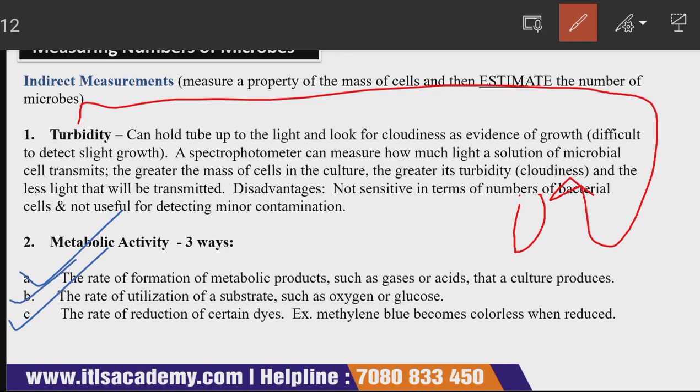So metabolic activities are of three types. The first is the rate of formation of metabolic products, such as gas or acid, that a culture produces. Then comes the rate of utilization of substrates such as oxygen or glucose.